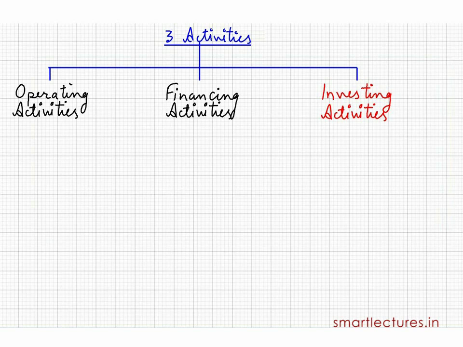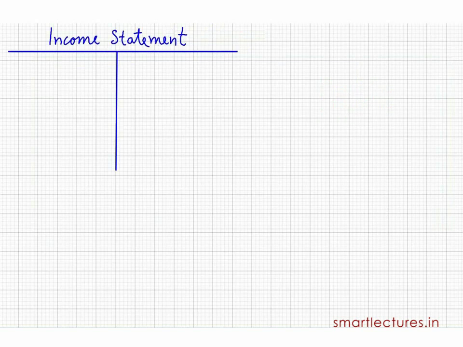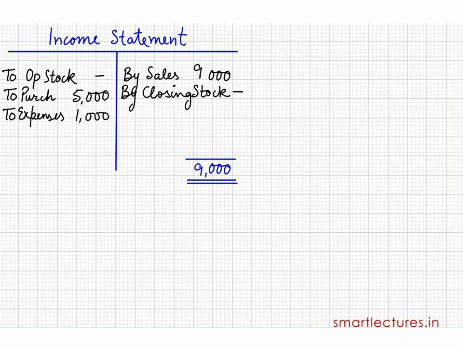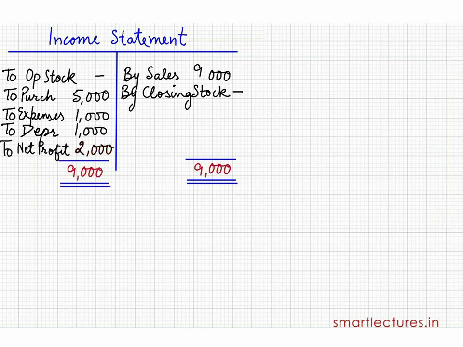Okay, now I'm bringing a bit of a twist in this question. Suppose this is the profit and loss account. On the debit side, opening stock 0, on the credit side, closing stock 0. Purchases 5,000, sales 9,000, expenses 1,000, depreciation 1,000, and the net profit is 2,000. Total 9,000. This is the net profit.